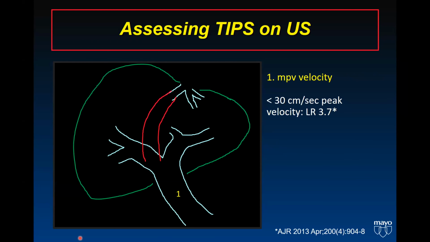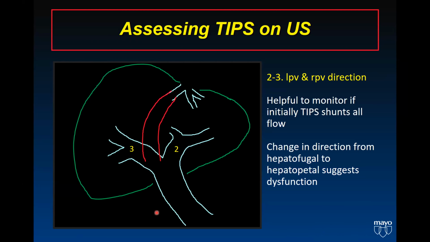First, for the main portal velocity, quite frankly, I've recently, meaning the last few years, been turned on to this. I've been looking at TIPS for my whole career, but this wasn't something that I was tuned into, but the velocity is helpful. So the main portal velocity, if it's less than 30 centimeters per second in the main part of the portal vein before we get to the TIPS, that's not as good. We don't want to see that. And then the direction of flow in the left and right portal veins is helpful, especially if you have a baseline study showing that it was completely decompressed by the TIPS.